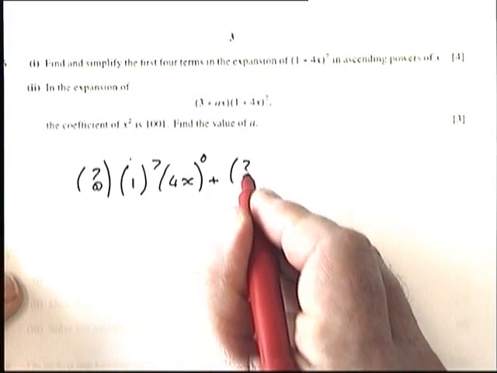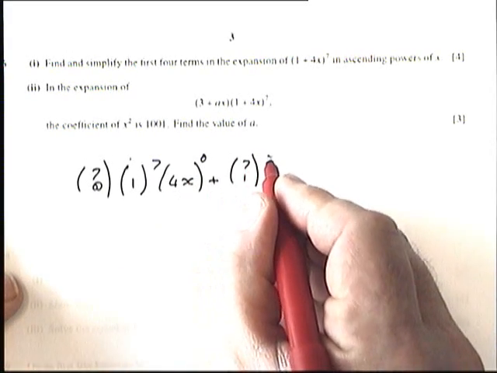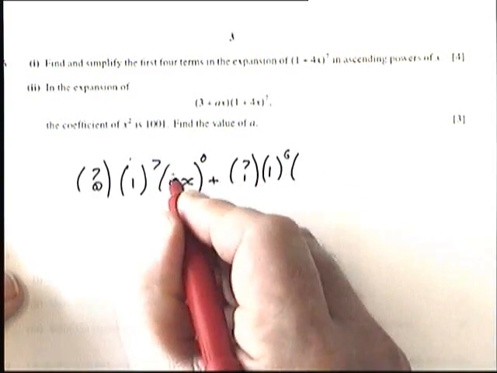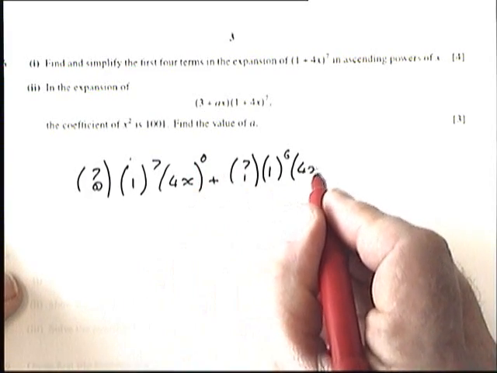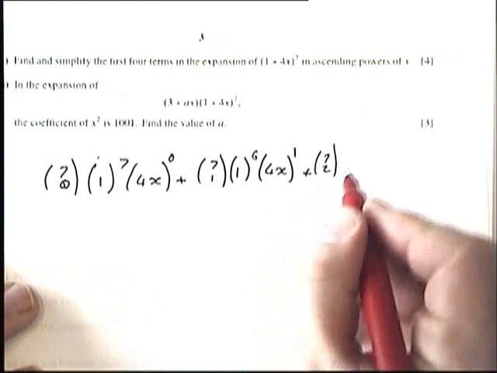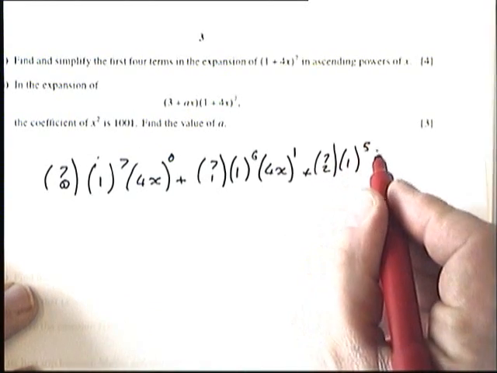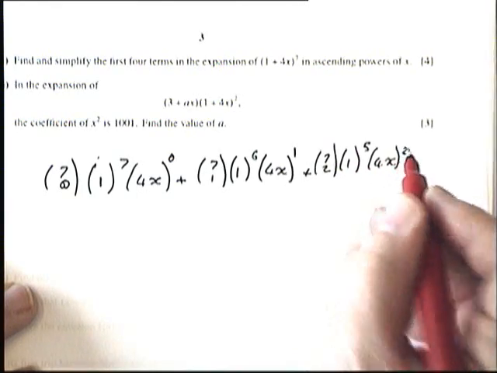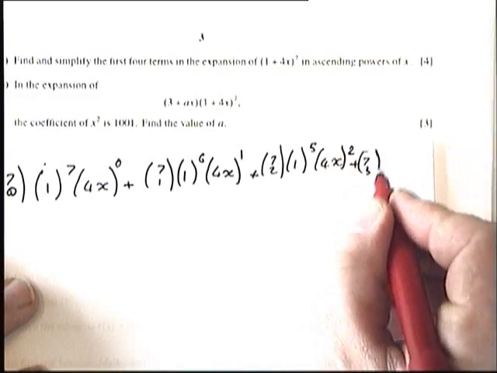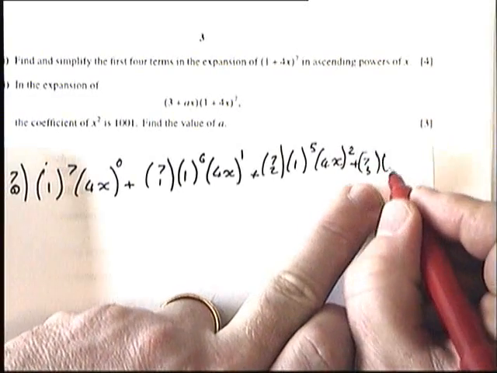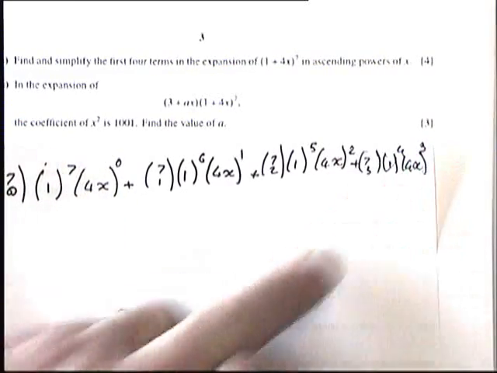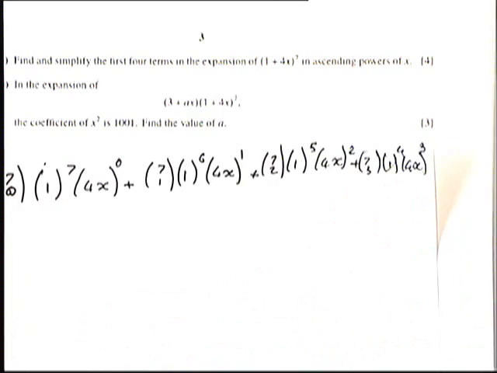Plus it's 7C1. We'll come back to that in a minute. Now this power decreases by 1, it's 1 to the 6, as this power increases by 1, 4x to the 1, plus 7C2, 1 to the 5, 4x squared, plus 7C3, 1 to the 4, 4x cubed. Okay, it's got a bit scruffy in the corner, but hopefully you can read it.